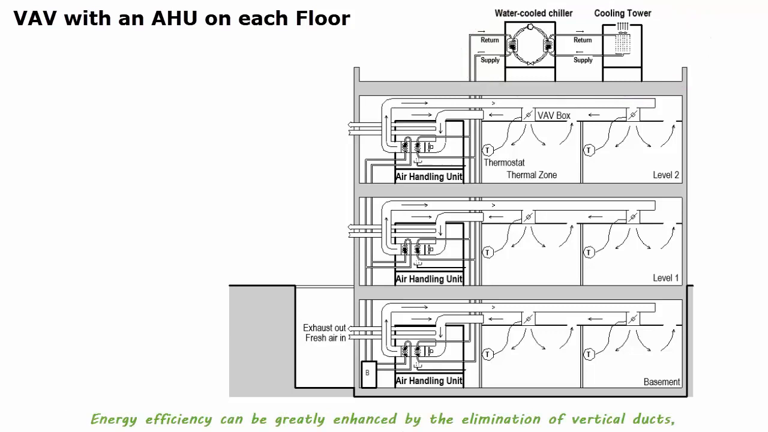Energy efficiency can be greatly enhanced by the elimination of vertical ducts, shortened duct runs, and reduced fan power in the scheme. However, the air handling unit on each floor takes up assignable spaces. Noise reduction strategies should also be in place to isolate the noise generated by the air handling units and the chiller from the rest of the floor.